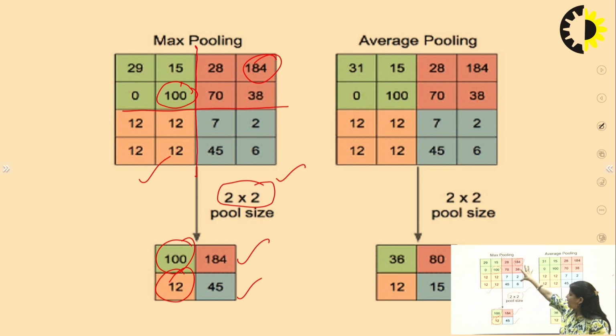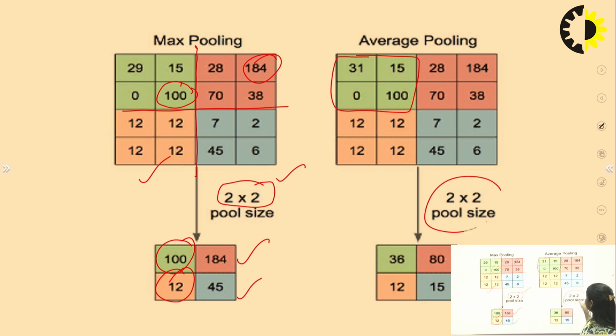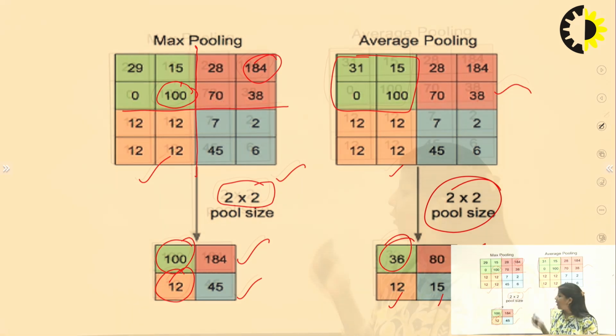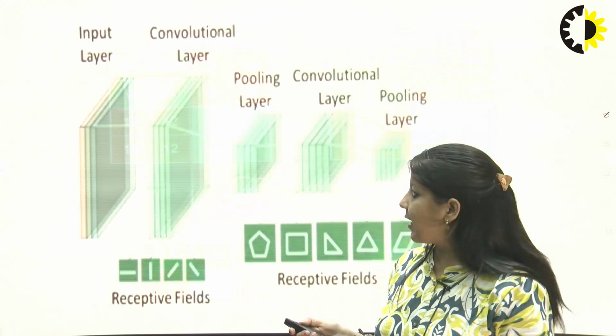So the image gets shrunk, and after that we will get these image pixels. Similarly, in average pooling we have to calculate the average of these pixels, where 2 by 2 is the pool size. The average is 36 in this box, and similarly we find the average of the next block, we get 80 here, and here we have 12, here we have 15. So this is the second layer, that is the pooling layer. I already told how we can apply the pooling layer.